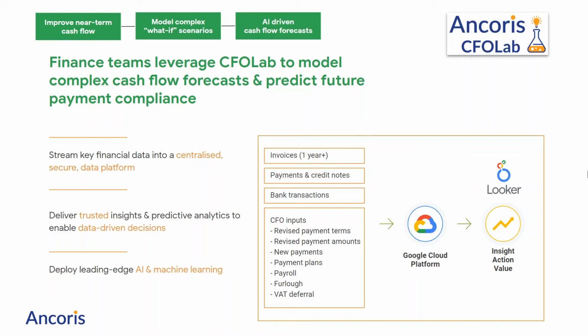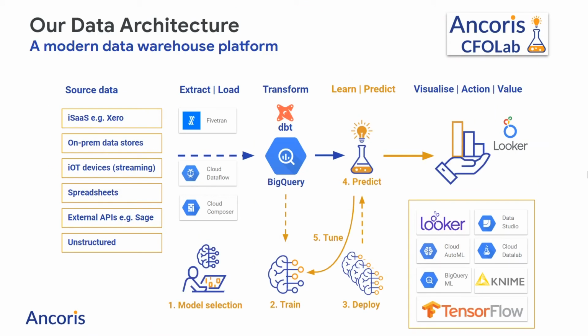CFOLab then applies a series of calculations and AI algorithms to produce a set of actionable insights and a detailed forecast we saw in the previous slide. So on this slide, we're just going to take a brief look under the hood. CFOLab relies on the latest data analytics technology from Google Cloud and other leading vendors. Of particular note is a leading edge AI, secure and scalable storage in BigQuery, and advanced dashboards in Looker.